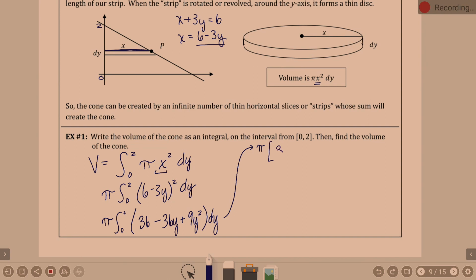Integral of 36 is 36y. Add 1 to the power, divide by the new power: negative 18y squared. Add 1 to the power, divide by the new power: 3y cubed. Evaluated from 0 to 2. This is same old, right? It doesn't hurt us to practice on this. I know sometimes we want to skip it, but keeping the pi, I'm going to put in 2.